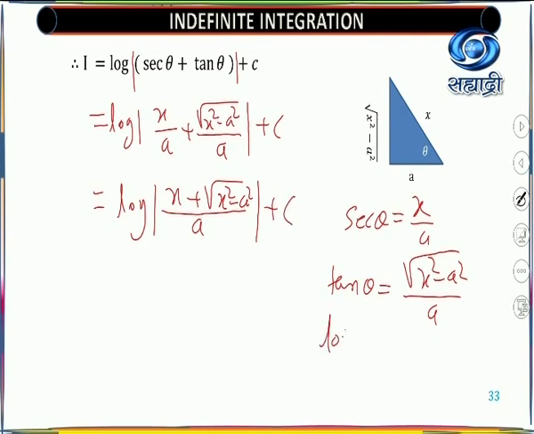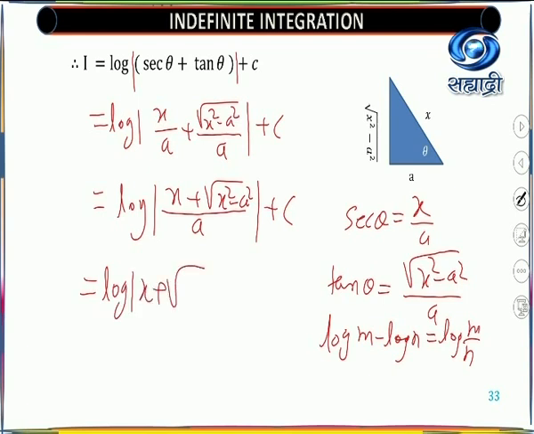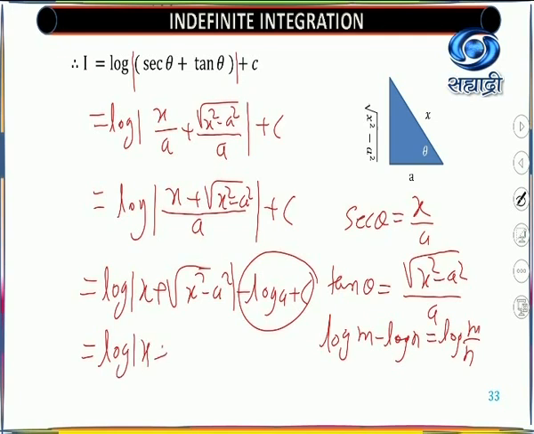Now we'll use the formula log m minus log n is equal to log of m upon n in the reverse way. So in the reverse way, you are able to write this as log of mod x plus root of x square minus a square minus log of a plus constant of integration. For this complete value, you are able to write another constant, that is log of mod x plus root of x square minus a square plus c dash, and c dash is equal to c minus log a. Okay, so you will get immediately the same value.